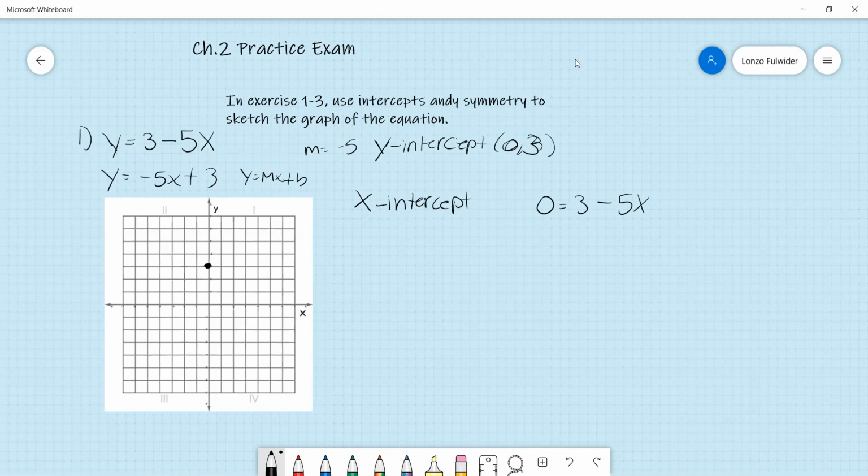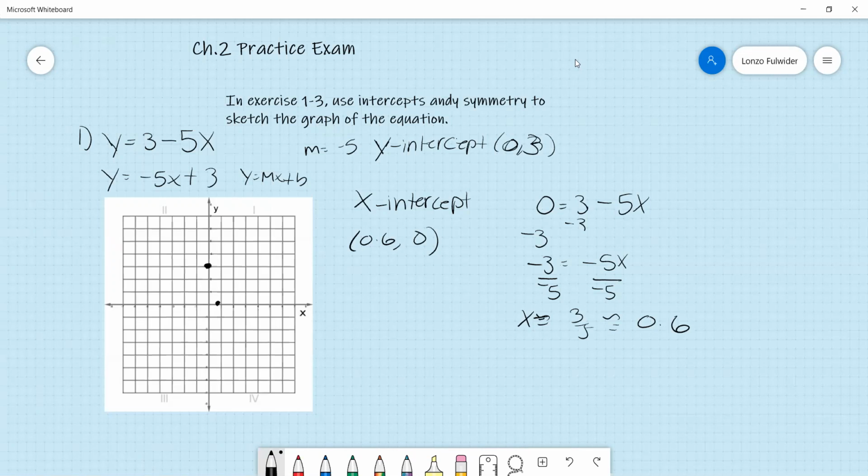What I'm going to do is subtract 3 from both sides. So I get negative 3 equals negative 5x. And then I'm going to divide everything by negative 5. So x is positive 3/5, right? Which is about 0.6. So our x-intercept in coordinate form would be 0.6, 0. So let's plot that. Here, this is 1, so 0.6 should be right about here.